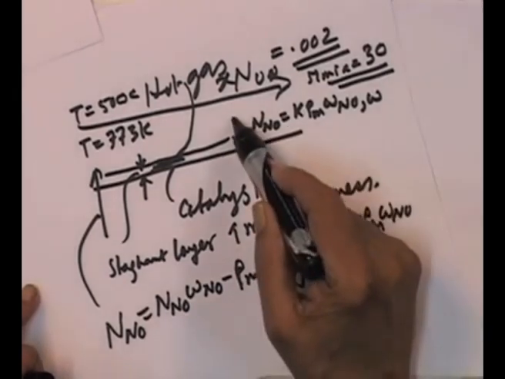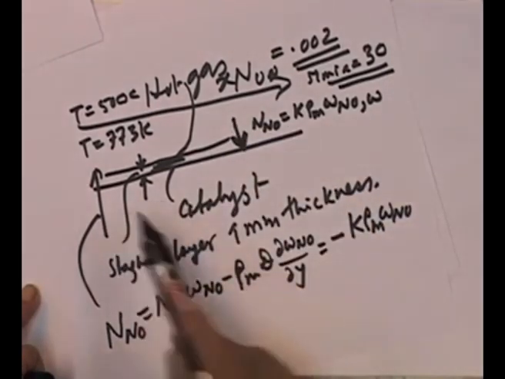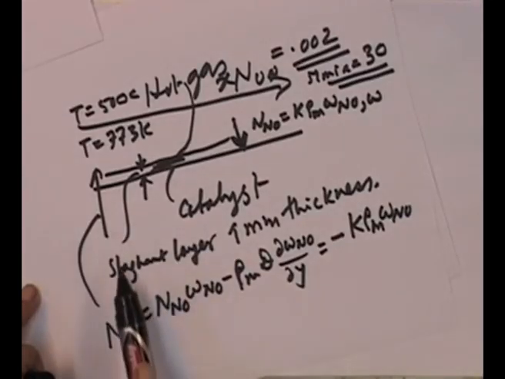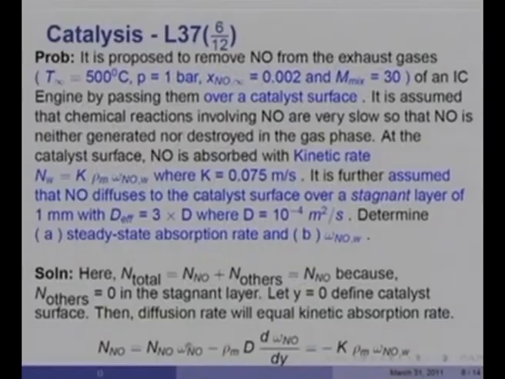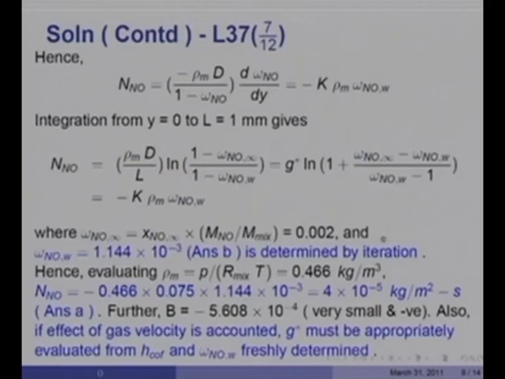because absorption is taking place in this way, whereas our formula is for positive N NO, and this is the expression. So, that is what I have written here. N NO is equal to N NO omega NO minus rho m d omega NO by dy equal to minus k rho m omega NO at W. So, if I rearrange the equation, then N NO will be minus rho m d 1 over omega NO d omega NO by dy equal to minus k rho m omega NO W.